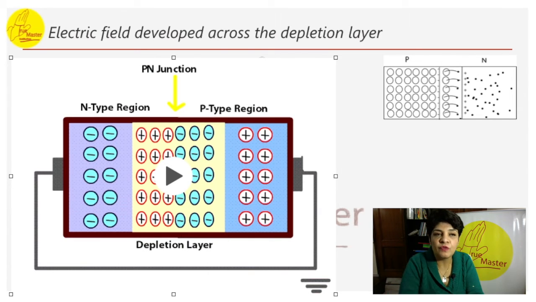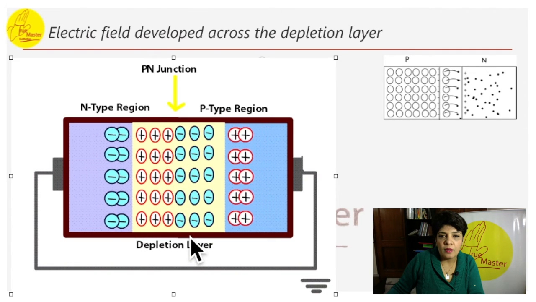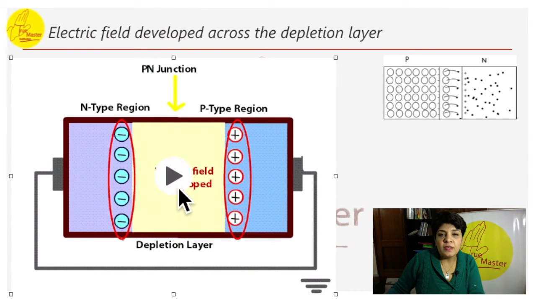As the holes diffuse from P to N, they leave behind negative acceptor ions, which sets up a layer of negative charge here. So in the P type, a negative layer has been set up. All the electrons near the junction are pushed by the electric field towards the N side. This middle part becomes the depletion layer. So here an electric field has been developed.